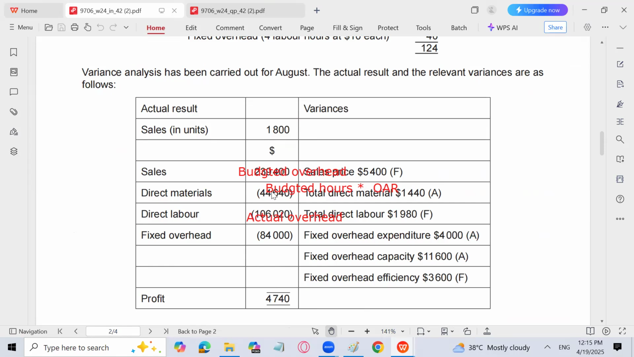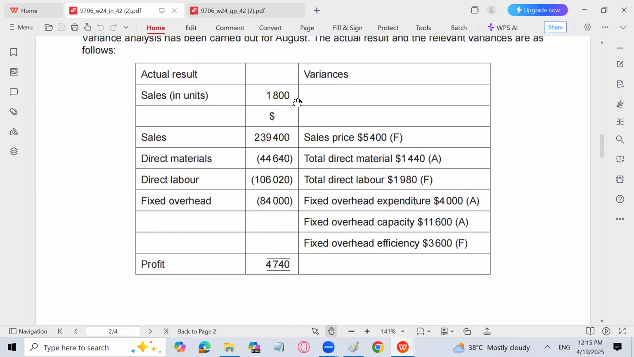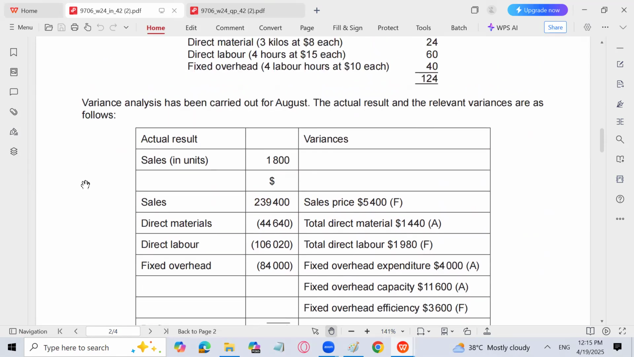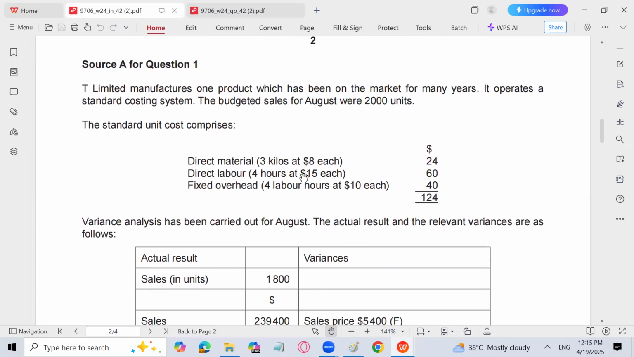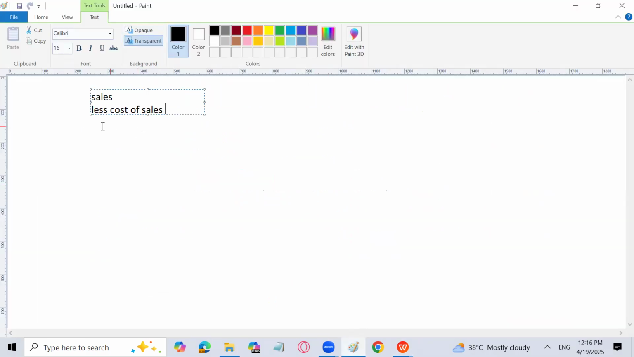So the actual units are going to be 1800. Okay. And if you see the standard cost that is given over here, 1800 into 3 into 8, actual units according to the standard kgs and standard cost per kg. 3 into 8. So 1800 I will write here for direct material, and for direct labor and for factory overheads.